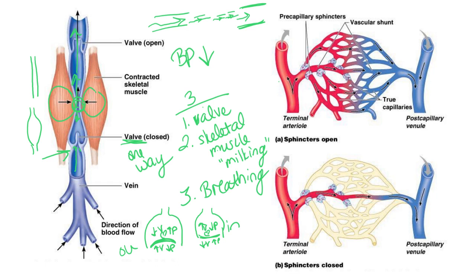Okay, so let's talk about a capillary for a little bit. We're talking about how things move back and forth across the capillary. And we're going to first look at what we call a capillary bed. So this middle area here, this is a capillary bed. It's a big network of capillaries.